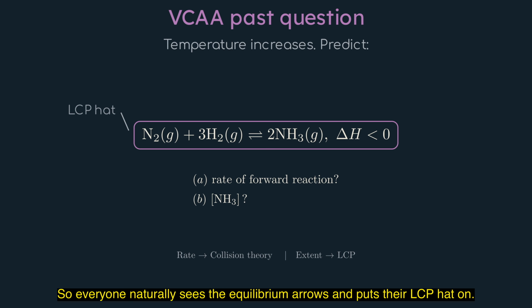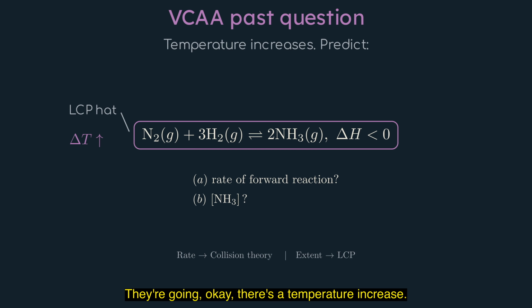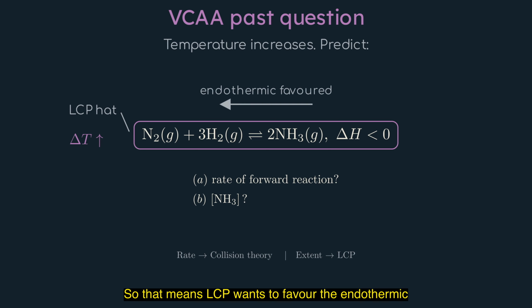Everyone naturally sees the equilibrium arrows and puts their LCP hat on. They're going, okay, there's a temperature increase, so that means LCP wants to favor the endothermic reaction, which in this case is the backwards reaction, and that shifts equilibrium to the left. So what that means is the backwards reaction is being favored, meaning the amount of ammonia, NH3, is going to go down over time. So everyone gets that part.